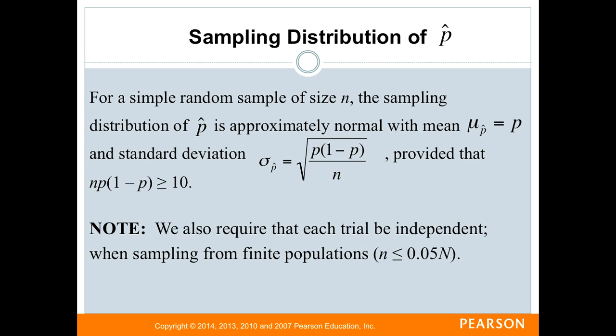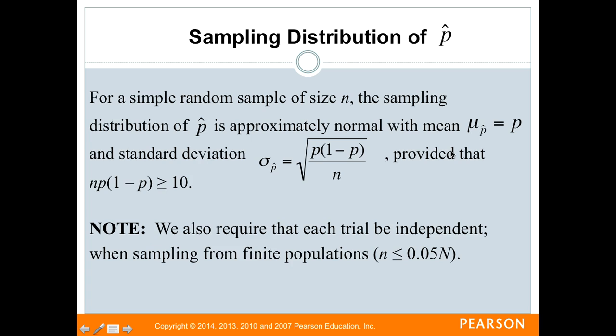So let's kind of remind ourselves about the sampling distribution of p hat. This is from chapter 8. So for a simple random sample of size n, the sampling distribution of p hat is approximately normal with a mean mu of p hat equal to p and a standard deviation, which we called the standard error. And that's just found by taking the square root of p times 1 minus p over n.